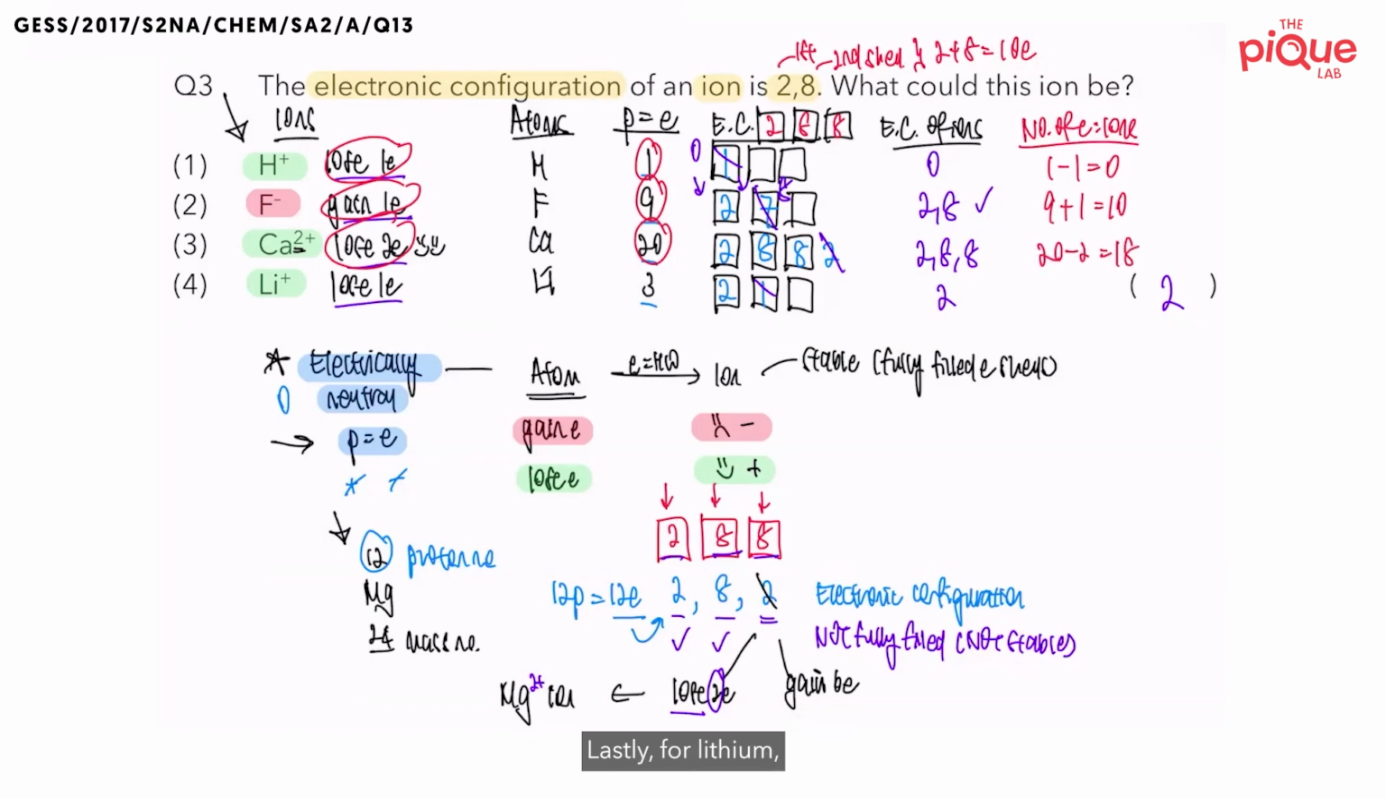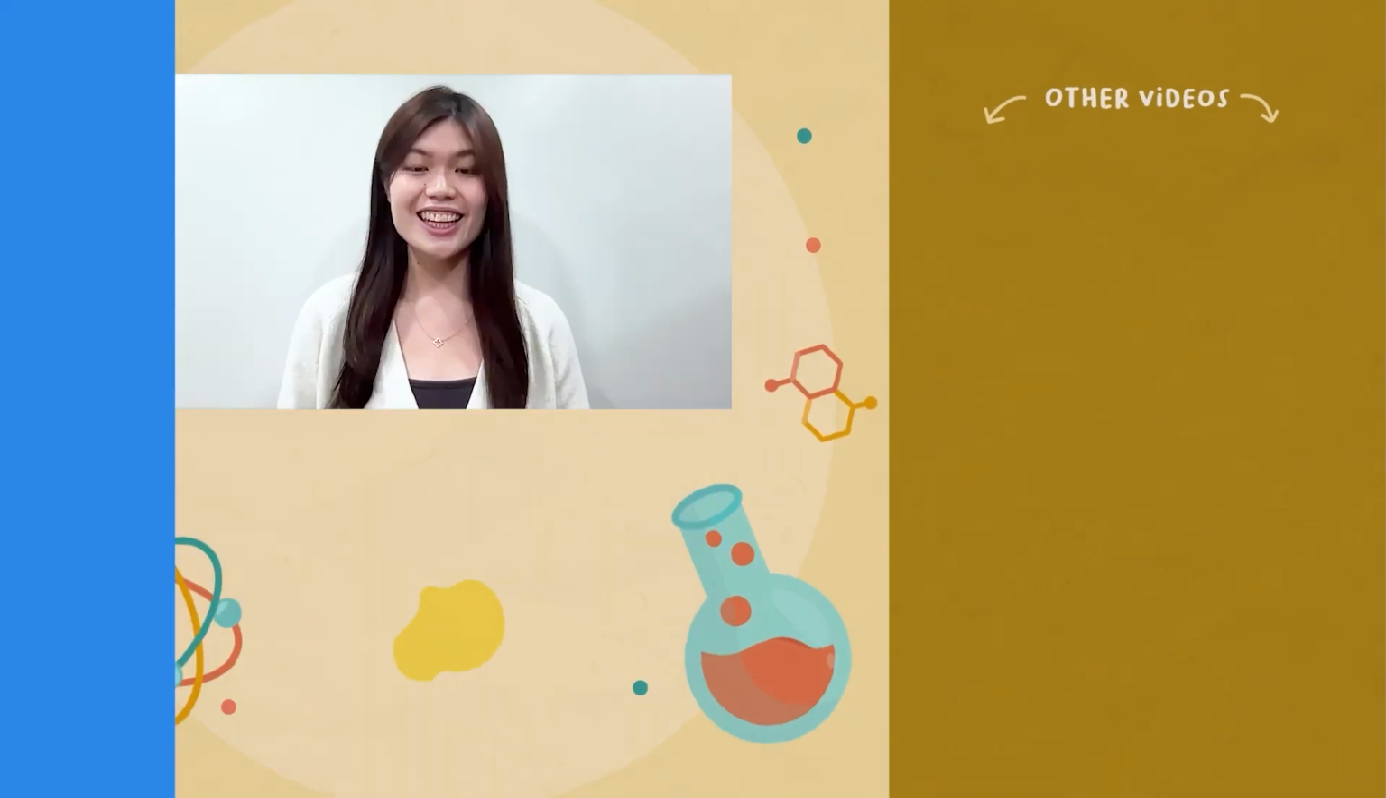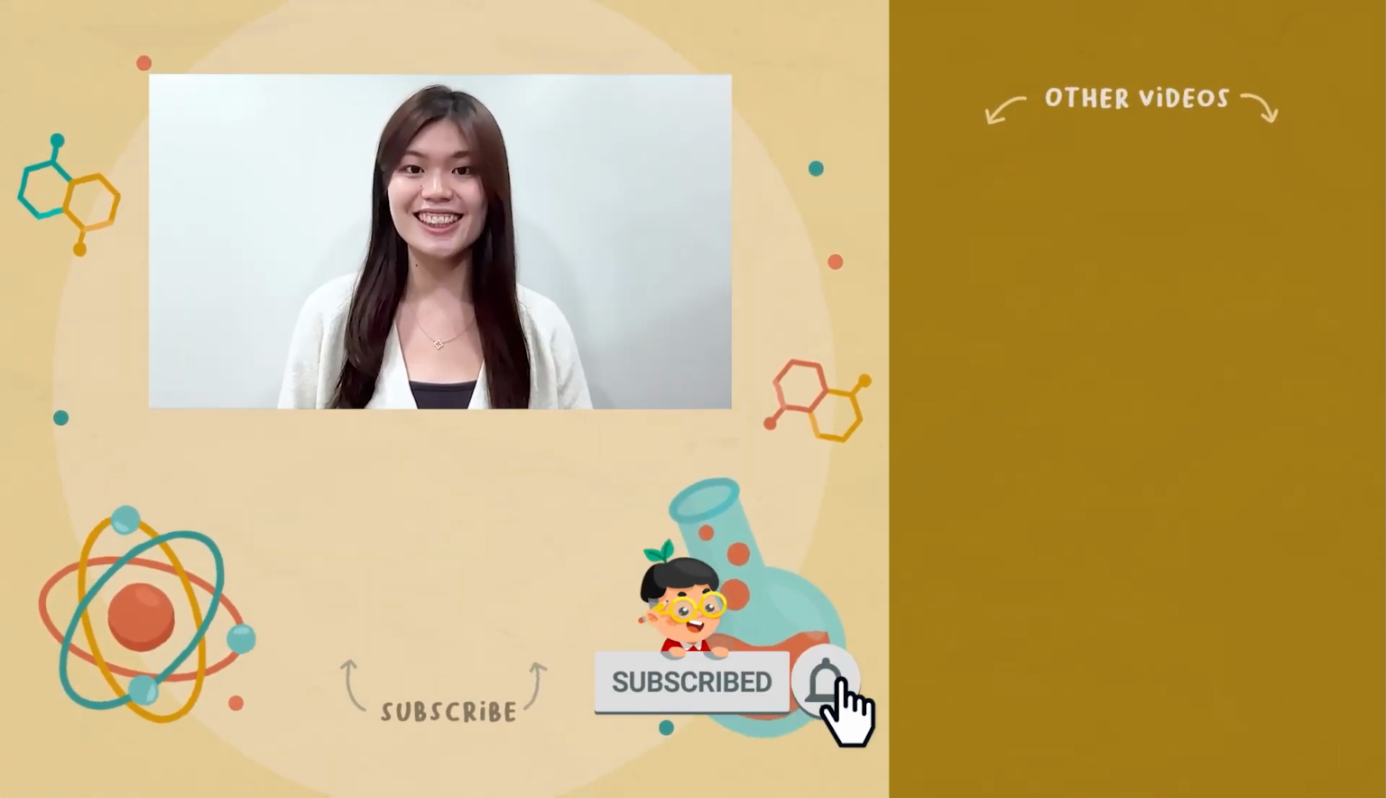Lastly, for lithium, the atom started off with 3 electrons, but it loses 1 electron to become an ion. So the ion will just have 3 minus 1 equals 2 electrons. So by quickly figuring out the number of electrons an ion should have, I can confirm my answer to be option 2.